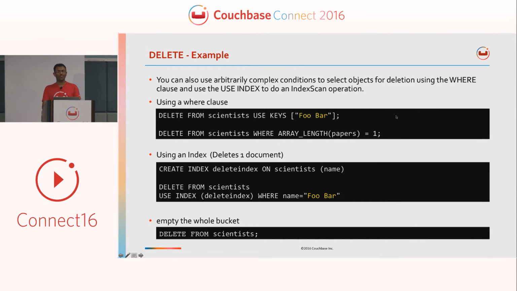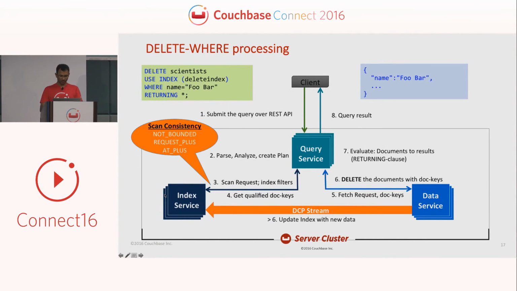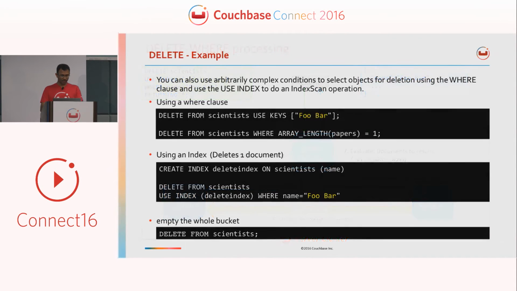I don't want to delete any real scientist names, so I used a foobar here. We want to keep and respect all our great scientists. And one more thing I want to highlight here is the use of the user index. If you create a specific index, then when you're using a where clause, you can specify the use index clause so that it can be used for the delete command. And be careful with this. If you don't specify anything, it might remove everything in your bucket. It might just empty it.